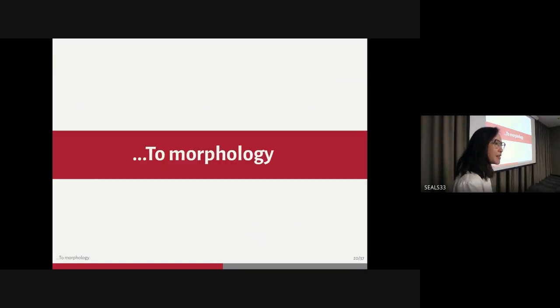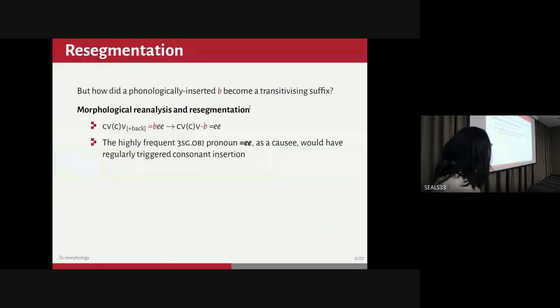But then how does this B then become a suffix? What's going on there? So I propose that there was basically morphological reanalysis and resegmentation, where the epenthetic consonant inserted at the vowel hiatus boundary simply became analyzed as a suffix instead of a phonological epenthetic consonant. And this was triggered by the fact that the most common causee, right? The most common thing that you find after a cause-derived verb would have probably been the third singular object pronoun it, just because, you know, you're often causing him or her or it to do something, right? I think frequency-wise, this is not too hard to swallow, basically. And because it's an enclitic, it would have regularly triggered consonant insertion.